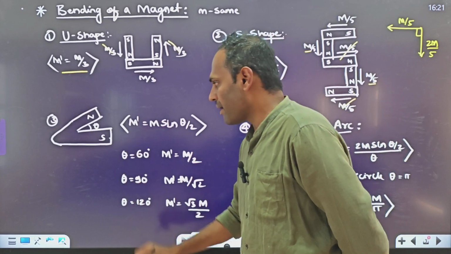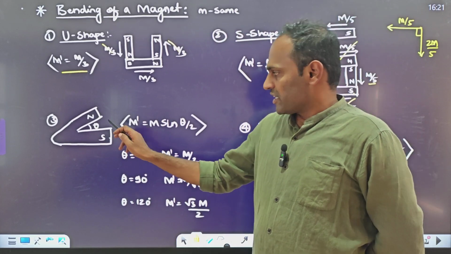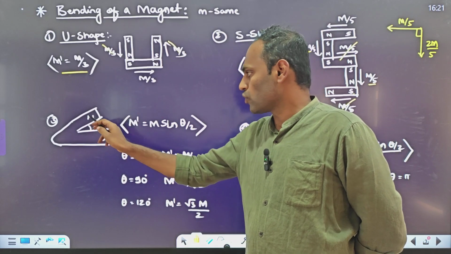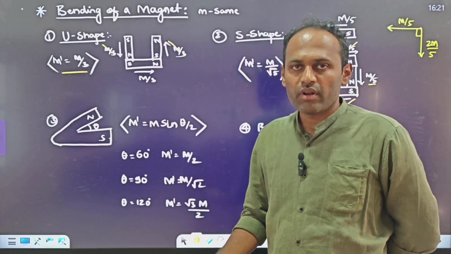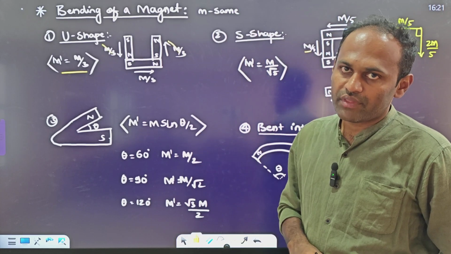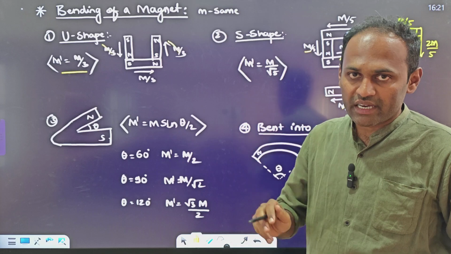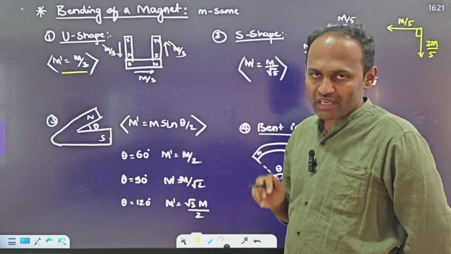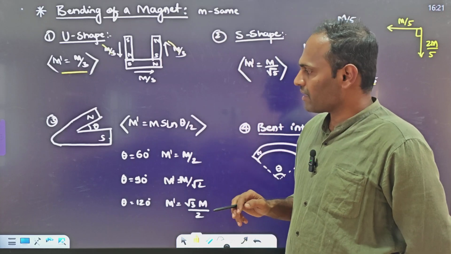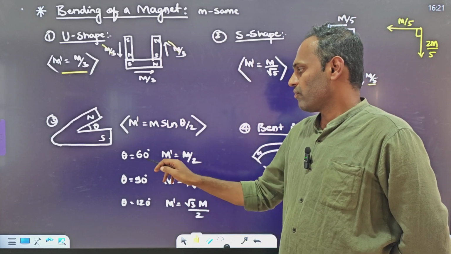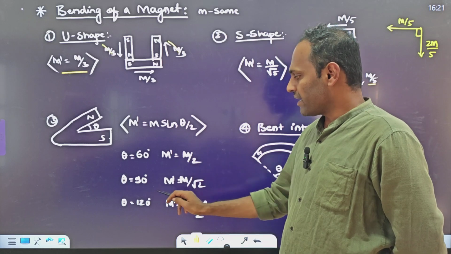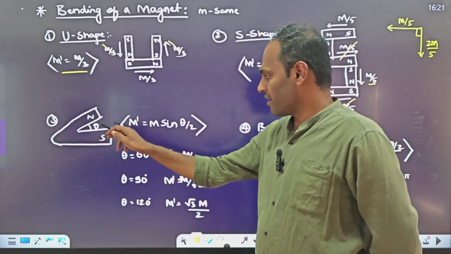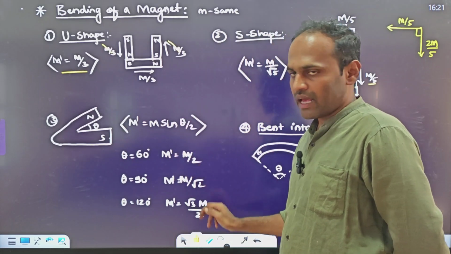Okay, next, if we bend a magnet at the midpoint such that the two halves of the magnet subtend an angle theta between them, how much will be the magnetic dipole moment? To calculate that, we have the formula m dash equal to m sin theta by 2. If the angle is given, for example 60 degrees, it will become m by 2, 90 degrees m by root 2, 120 degrees root 3 m by 2. So if it is bent at a certain angle, then by using this formula you will get the dipole moment.